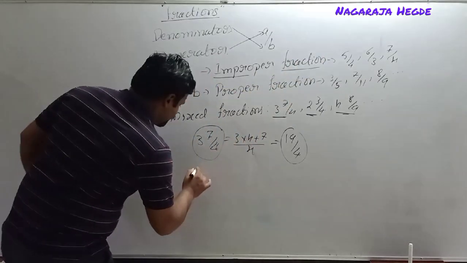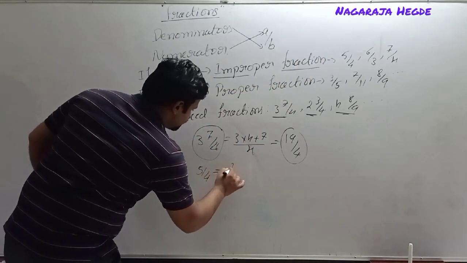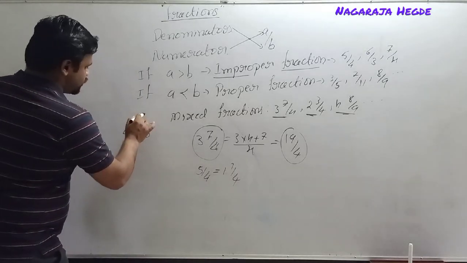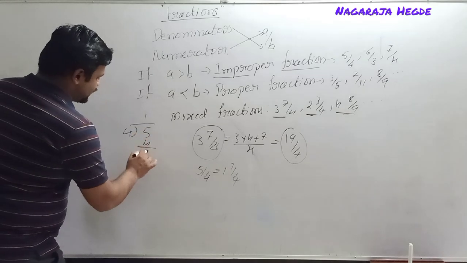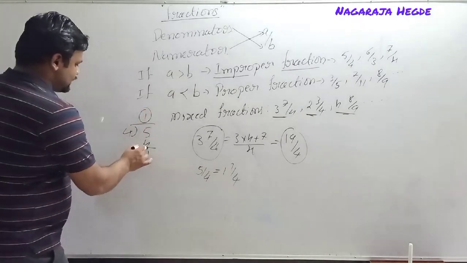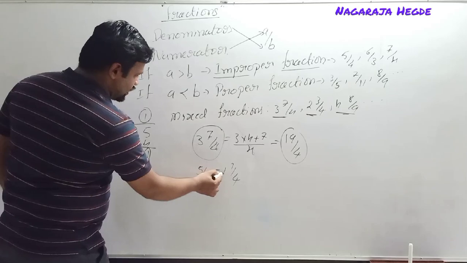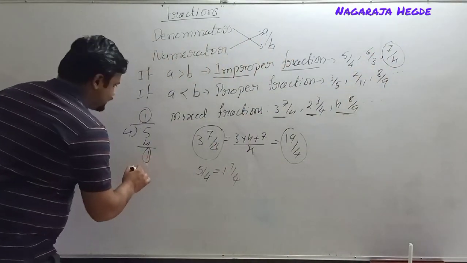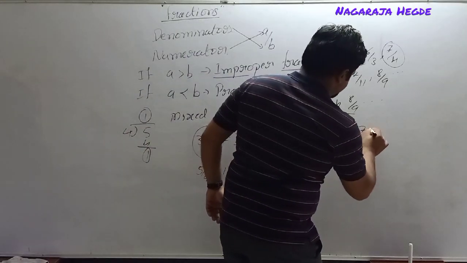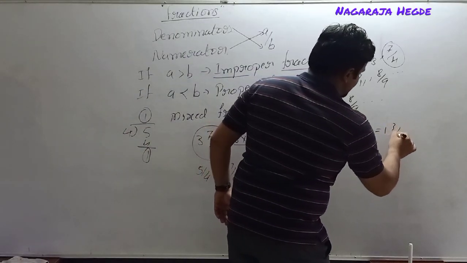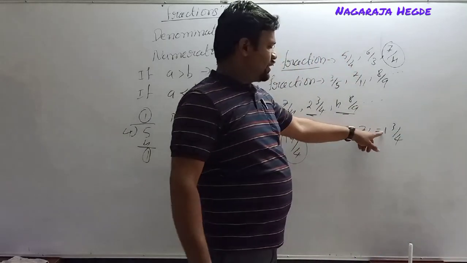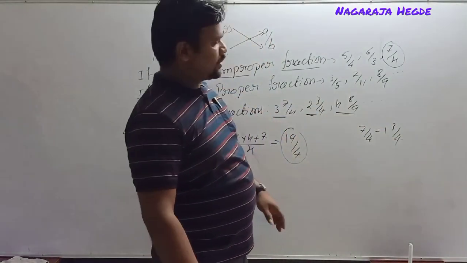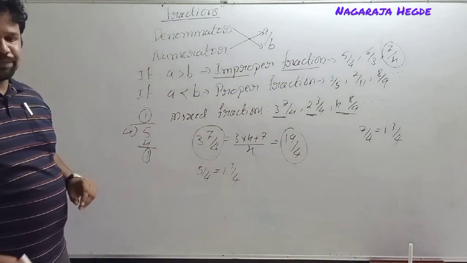5/4 is the same as 1 1/4. How to find that? 5 divided by 4. 4 ones are 4. What are we going to get? 1. So this is the whole number, this is the fraction part, so 1 1/4. If you take 7/4, this is the same as 1 3/4. 4 ones are 4, what is the fraction? Remainder 3. So 1 3/4. So this is the concept of fractions.